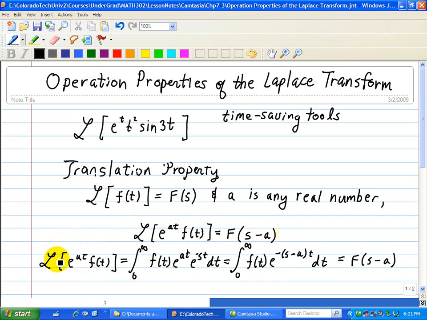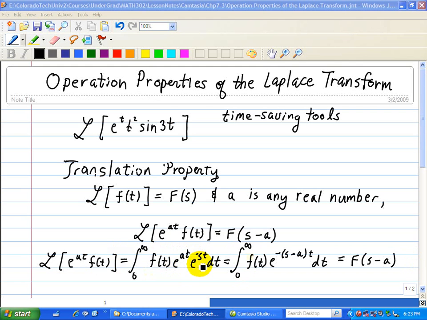The proof of this simply applies the definition. So here we have the Laplace transform of e to the at f of t, and we're applying its integral definition shown here, where we substituted e to the at f of t into our definition. We're integrating from 0 to infinity.